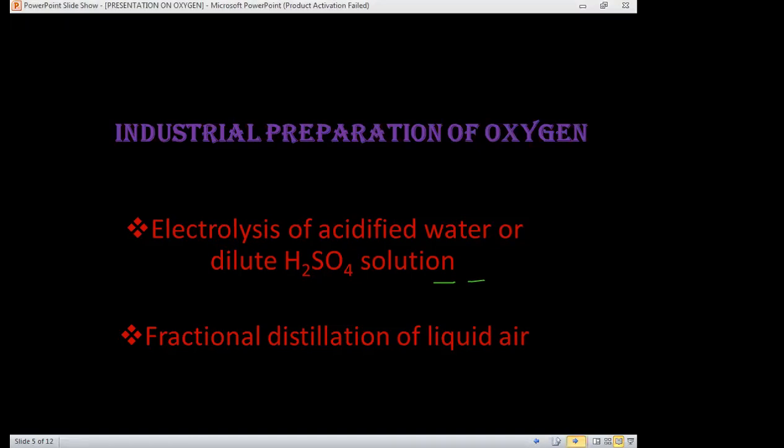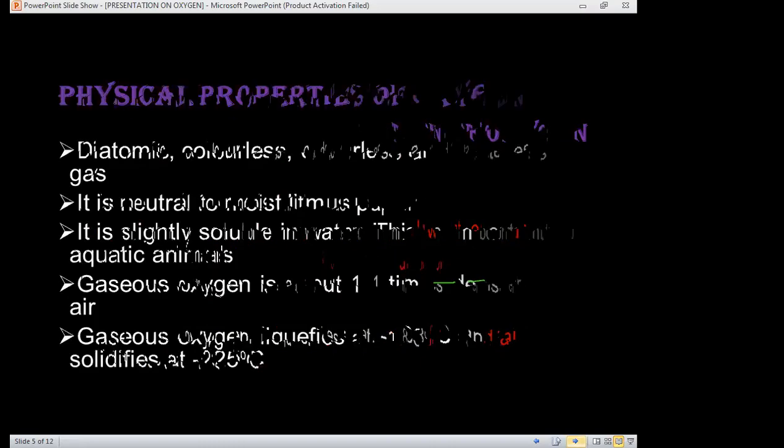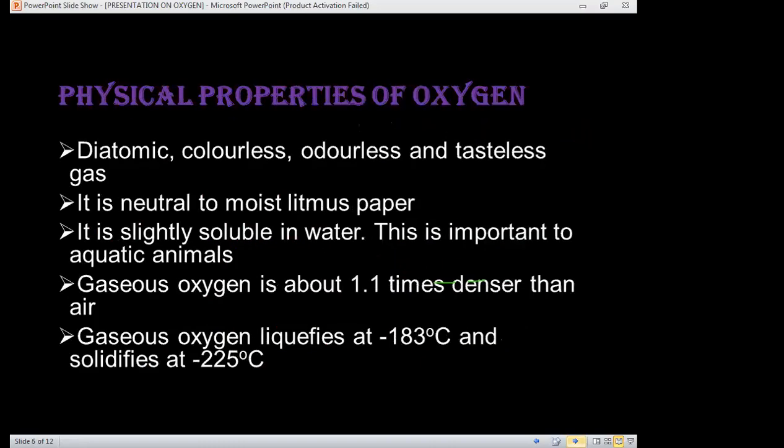Now, let's consider the physical properties of oxygen. Number one, just like hydrogen and chlorine, oxygen is a diatomic molecule. Diatomic simply means that two atoms of it combine together to form a molecule of it. So oxygen is a diatomic molecule. Number two, just like water vapor, oxygen is a colorless gas. It is odorless and it has no taste. So those are some of the physical properties of oxygen.